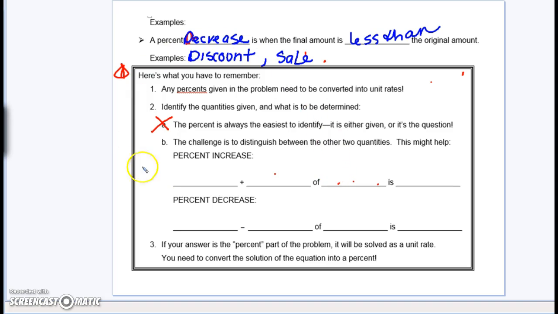So here's what we're going to do. These are all the steps. Put a little star, smiley face by this. This is what we're going to do today. So any percents that I give you in the problem need to be changed to a unit rate. Remember, that means decimal. So if it's a 5% discount, you need to change that to what? 0.05. That's super important. Then we're going to determine, is it an increase in price or a decrease in price?